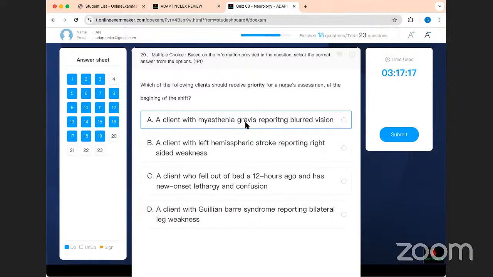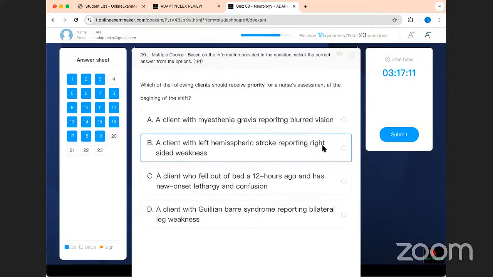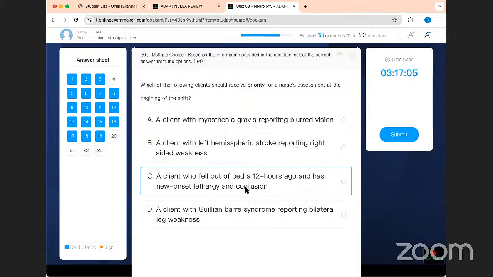So if you choose A, it's wrong, because this is what I expect. If you have a left-sided stroke, you're going to have right-sided weakness. It's suspected. I'm not saying the patient is having trouble. If you fell out of bed and now you're lethargic, you're confused, A, you're bleeding in your head, bad. If you have GBS, your leg is going to be weak. It's not a problem.